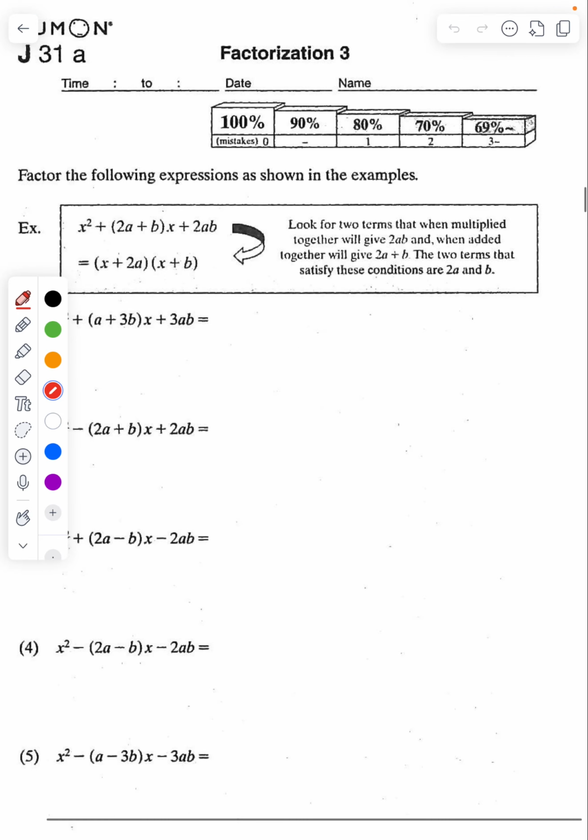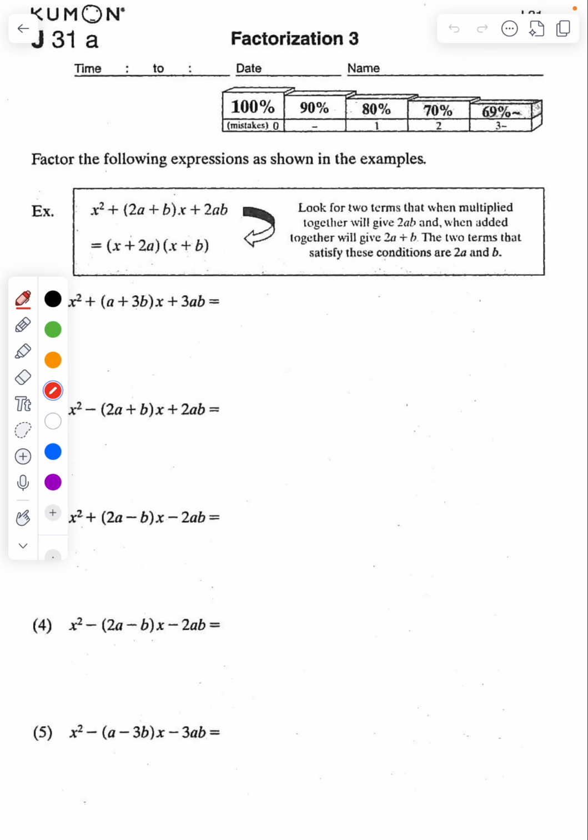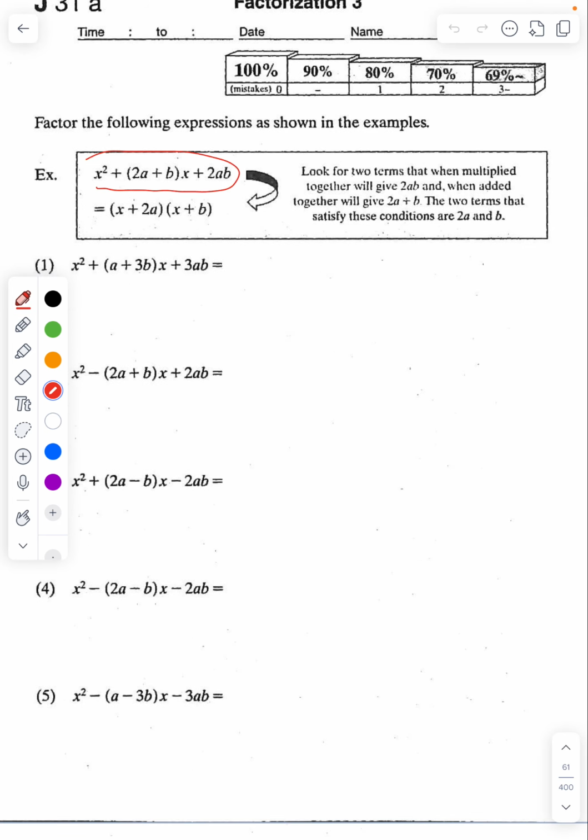So first question, first example: we have x squared plus (2a plus b) x plus 2ab. Notice that every single factorization we're doing on these pages is something like this. This is our standard form for our polynomial, our quadratic equation. We have our a, which is our second degree coefficient, b, our first degree coefficient, and also our c as a constant.